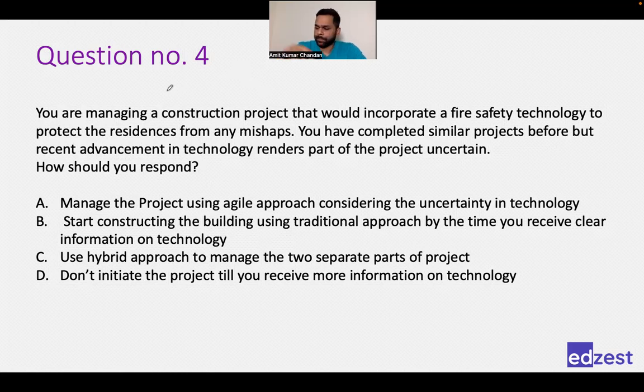All right, so let's discuss this. You're managing a construction project that would incorporate fire safety technology to protect the residences from any mishaps. You have completed similar projects before, but recent advancement in technology renders part of the project uncertain. How should you respond? So the question is similar to what we discussed, I think the first question, where part of the project was uncertain and part of it was clear, and we used a hybrid approach, traditional for the clear part and agile for the unclear part. I think it is just the same.